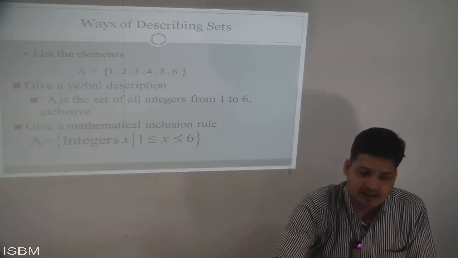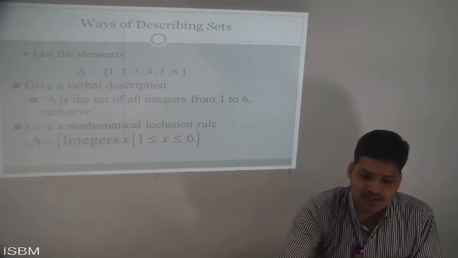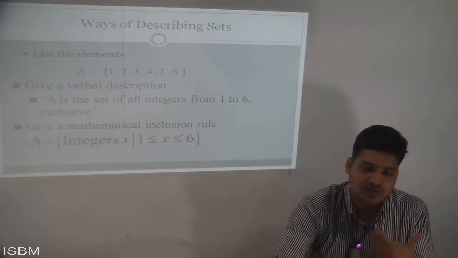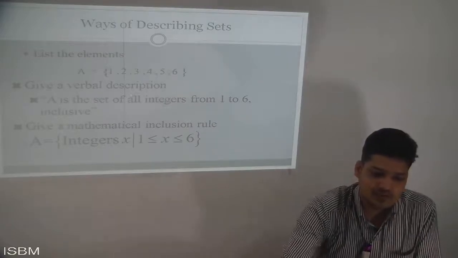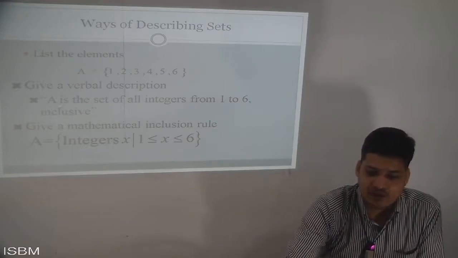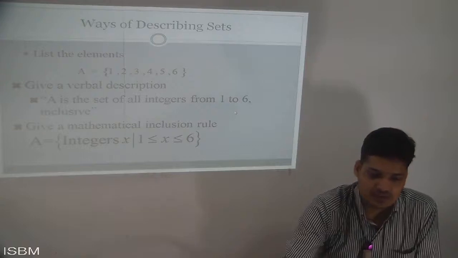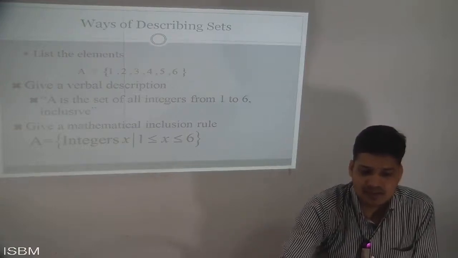So in a text or verbal description, how do you denote A is equal to 1 2 3 4 5 6? In a verbal description we can say that A is a set of all integers from 1 to 6 inclusive, so 1 and 6 are over there. And the mathematical one: give a mathematical inclusion rule.